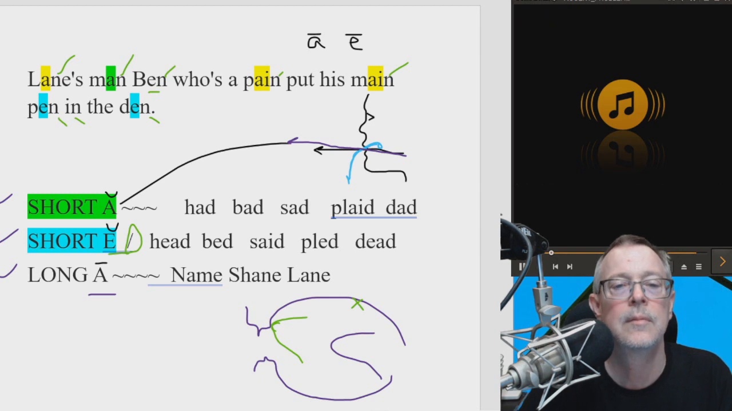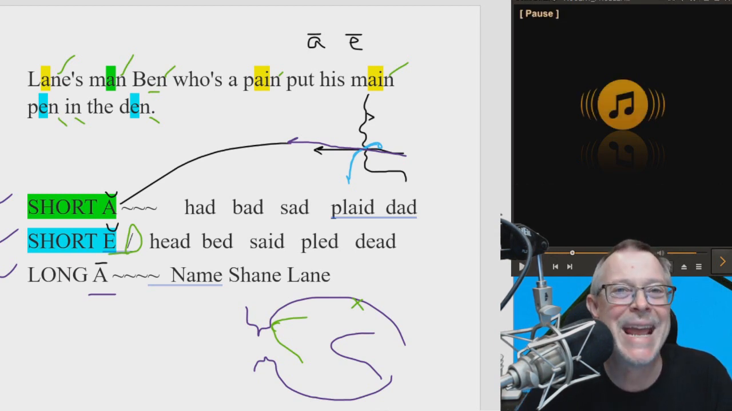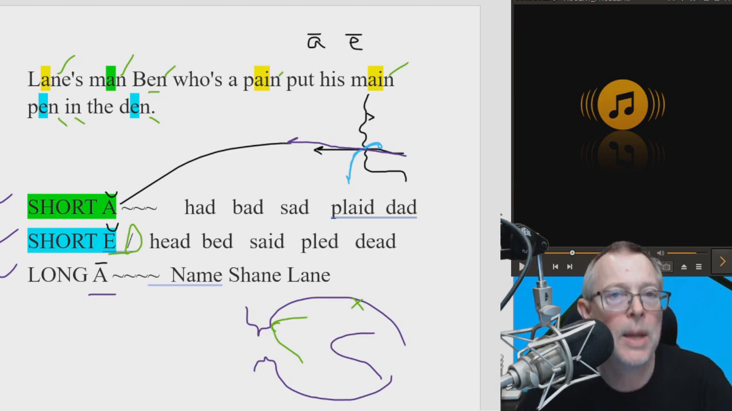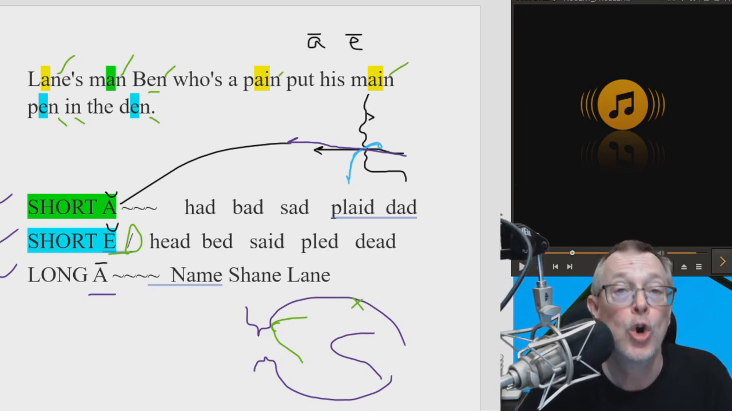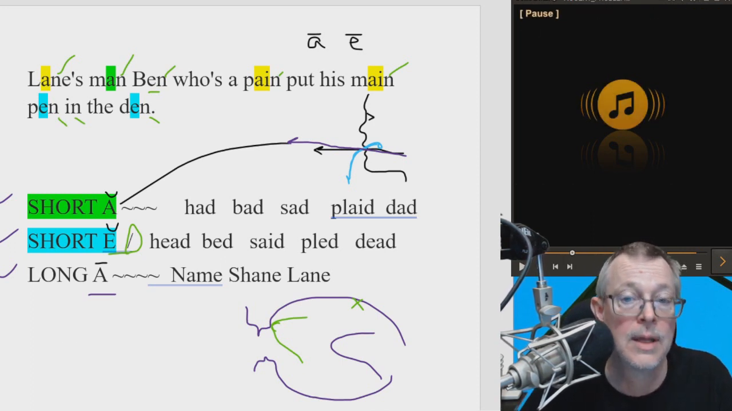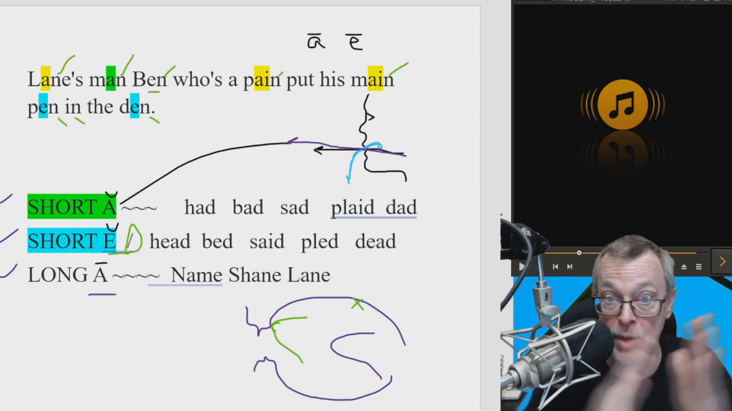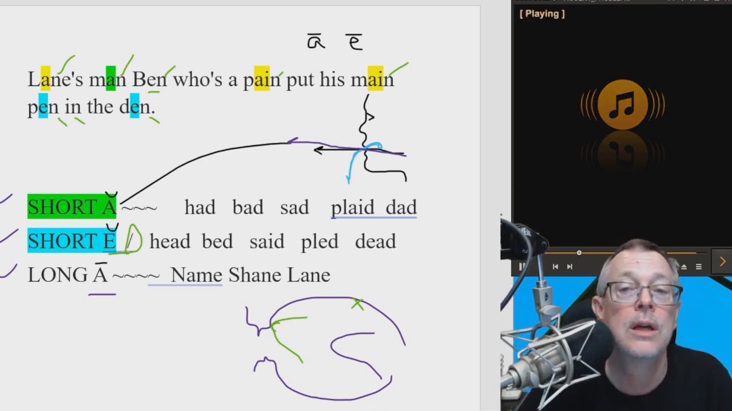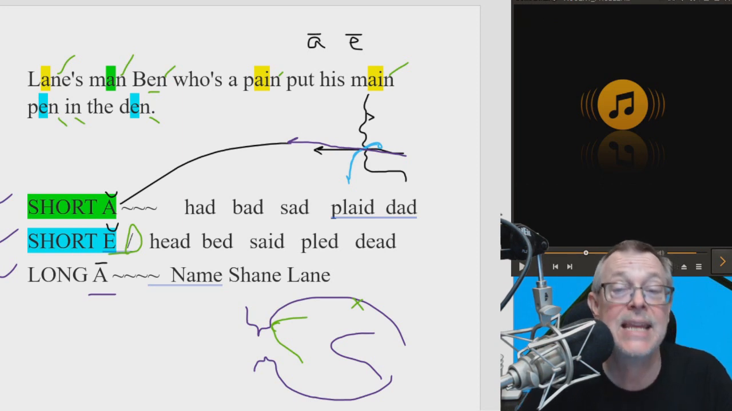Lane's man, Ben. Who's a pain? A. Who's a pain? Get that long A and the N. Who's a pain? Pain. Get that A bigger, right? Put his main. That was good. Put his main. Pain. Main. That was good. Keep that N strong.